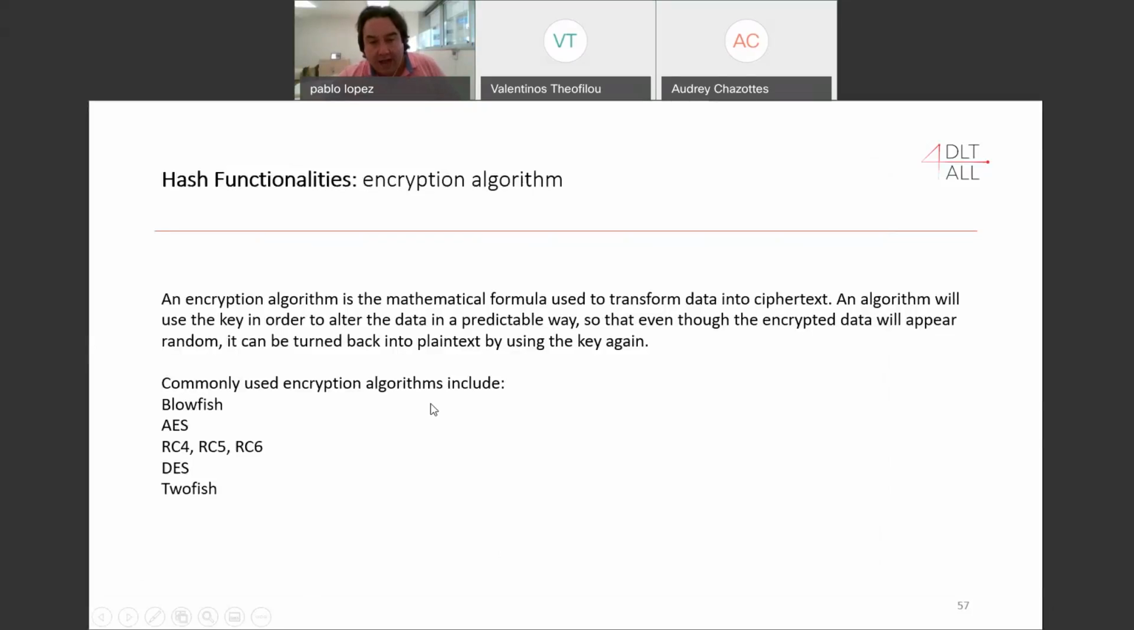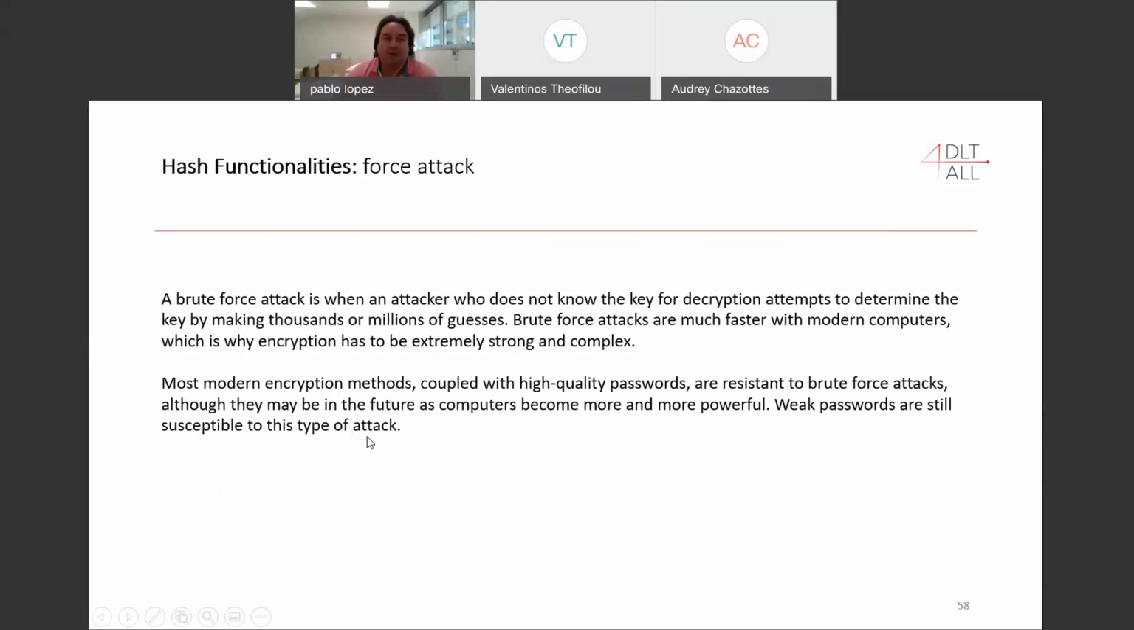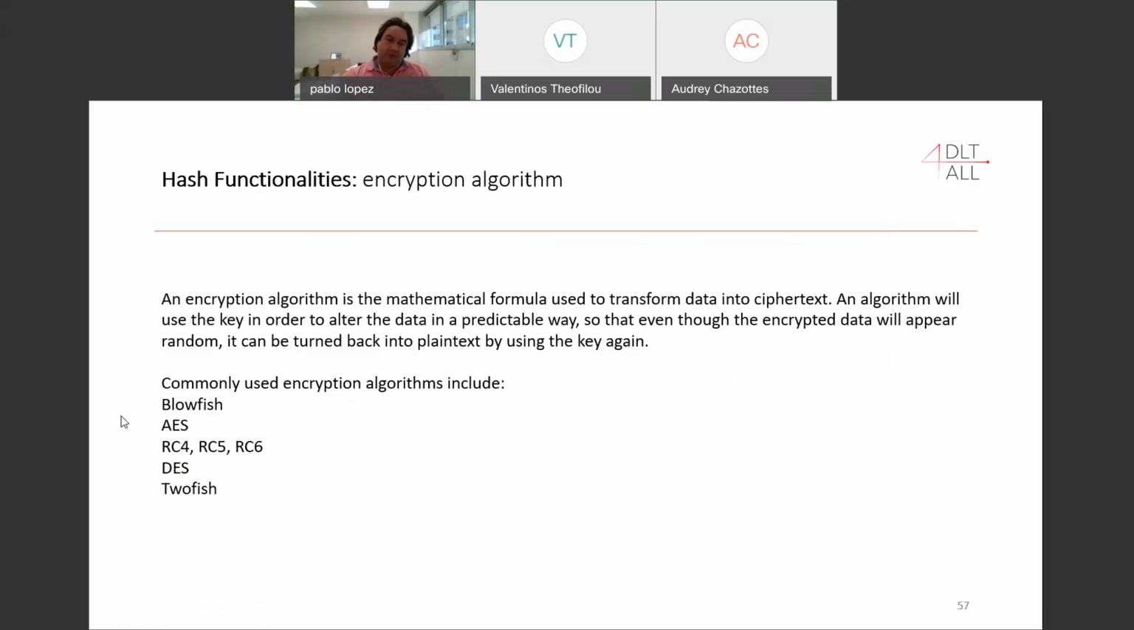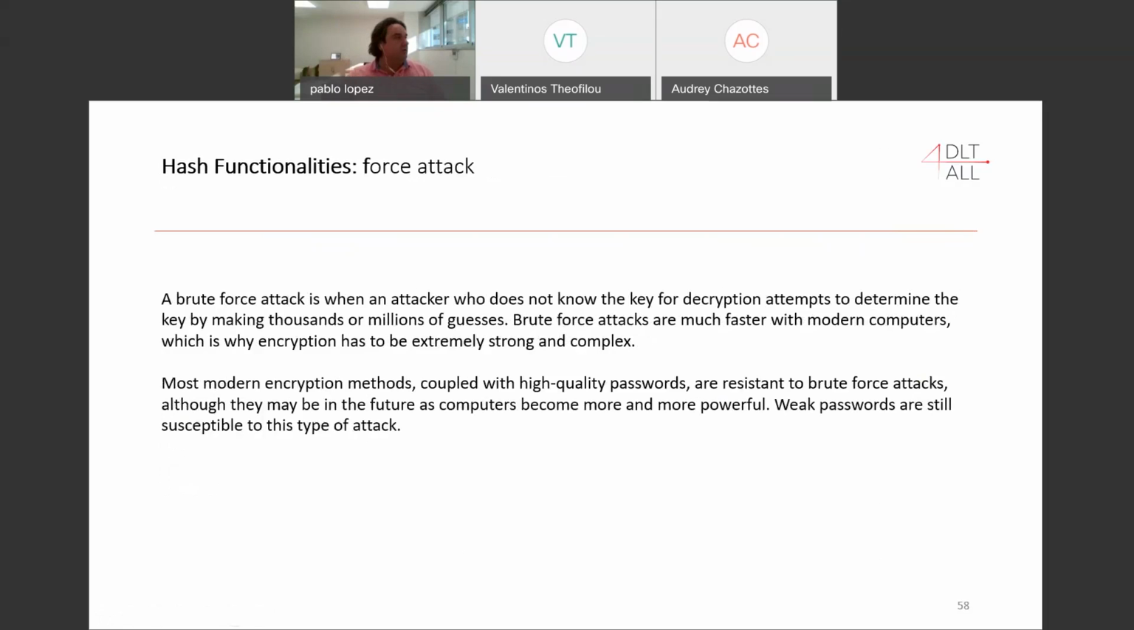Commonly used encryption algorithms include Blowfish, RC4, DES, and Twofish. Another concept, the brute force attack. A brute force attack is when an attacker who doesn't know the key for decryption attempts to determine the key by making thousands or millions of guesses. Remember, like we saw here, that the data is altered in a predictable way. So if we force different predictable guesses, this kind of attack becomes a danger. Brute force attacks are much faster with modern computers.